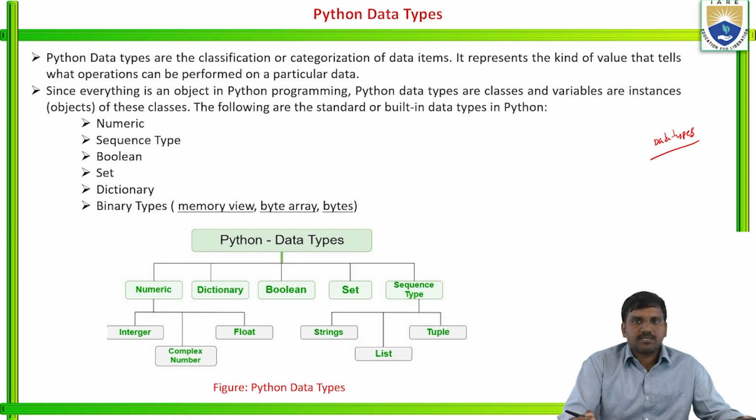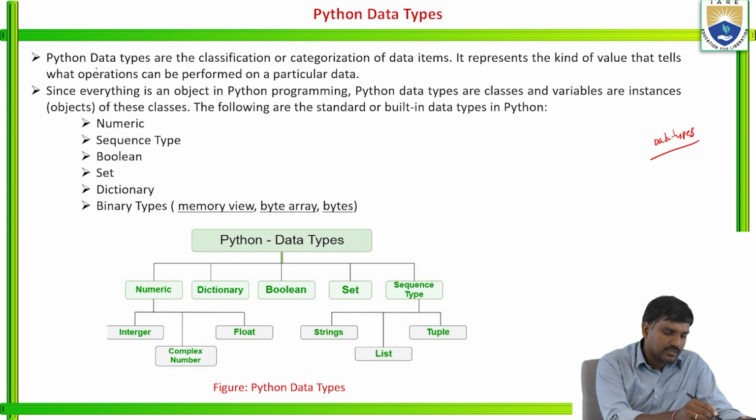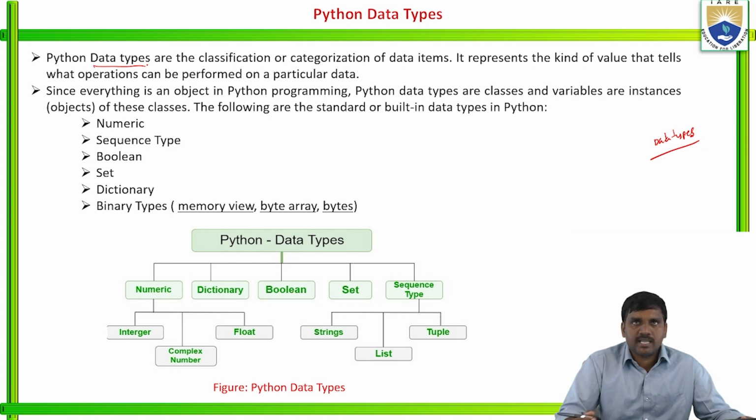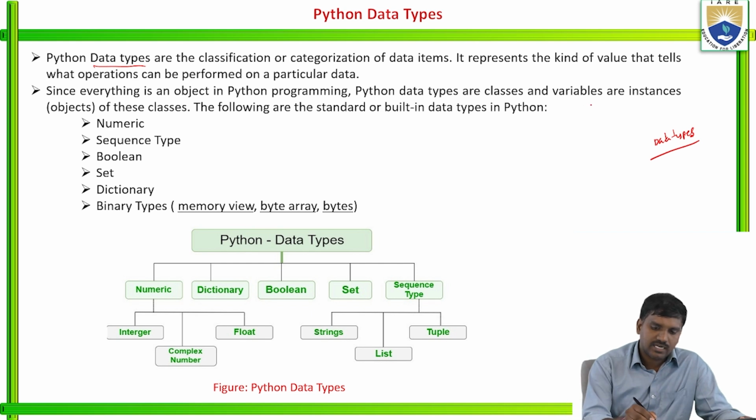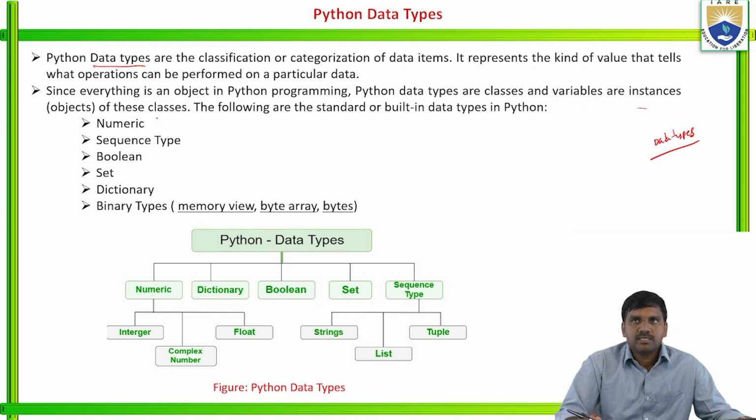Python data types are the classification or categorization of data items. A data type represents the kind of value and tells what operations can be performed on a particular data. That is the main function of data types. Since everything is an object in Python programming, Python data types are classes and variables are instances of these classes. The following are the standard built-in data types available in Python.